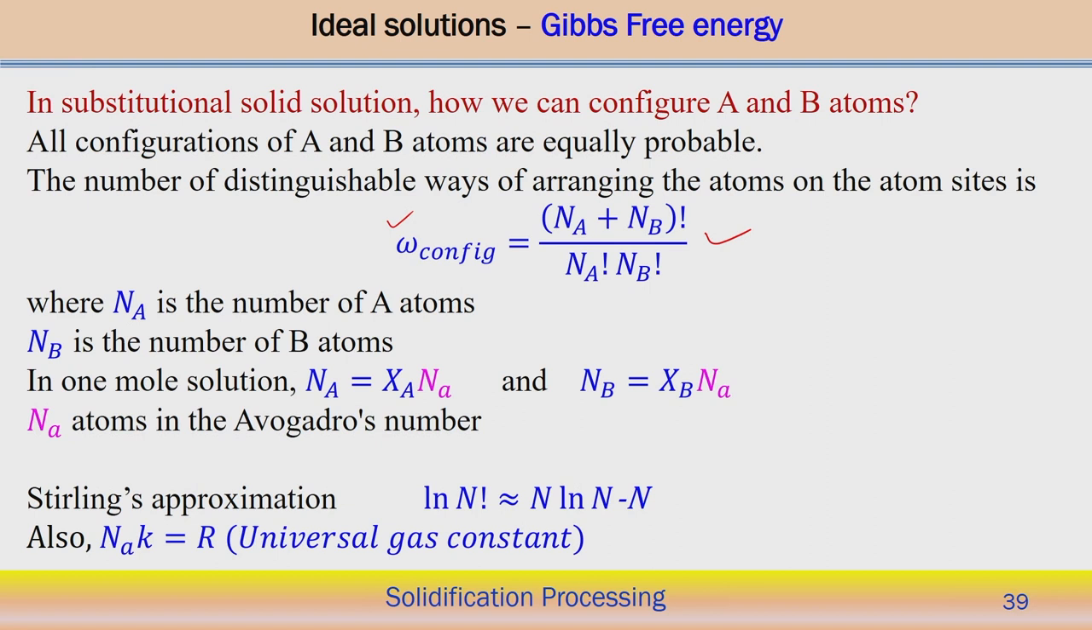This is the expression for the configurational entropy, that means the distinguishable ways we can arrange the atoms. Here n a is the number of A atoms, n b is the number of B atoms, and for 1 mole of solution n a can be represented as x a into N A, and n b equals x b into N A, but here N A represents Avogadro's number, basically the number of atoms following Avogadro's number. Now, x a and x b are the mole fractions associated with the atoms A and B.